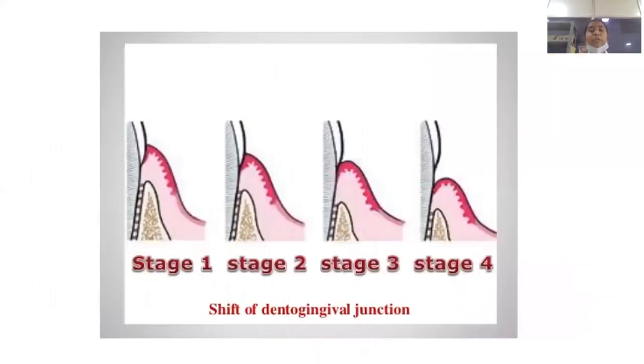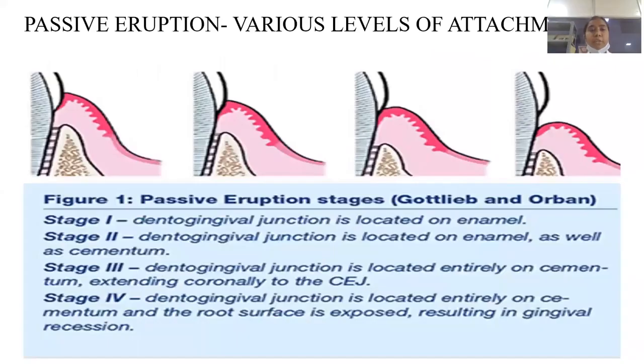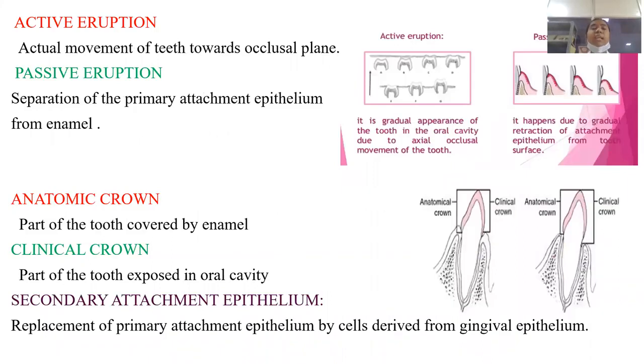Stages of shift of dentogingival junction. Before going into the stages, the main thing is active eruption and passive eruption. Actual movement of teeth towards the occlusal plane is active eruption. Separation of the primary attachment epithelium from enamel is passive eruption. So in these two pictures, beside these lines, can be seen the active eruption and the passive eruption.